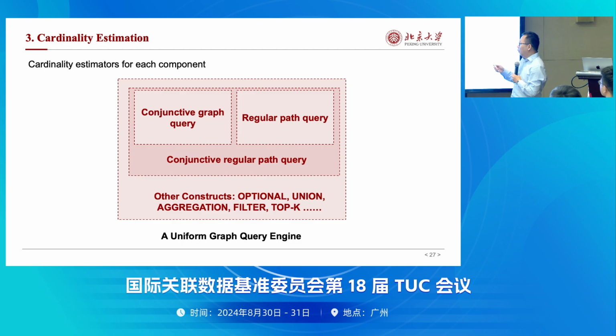For the cardinality problem, because we have different constructors: conjunctive graph queries, regular path queries, and others, optional, union, and different graph constructors.